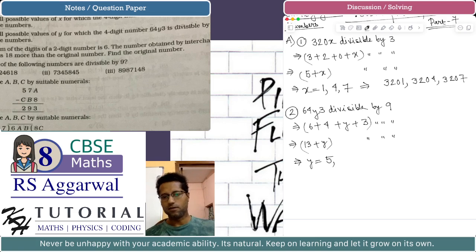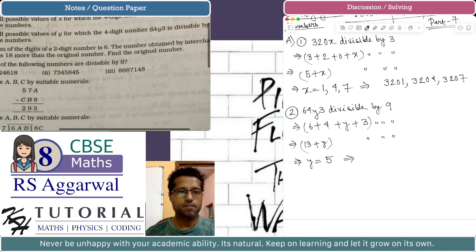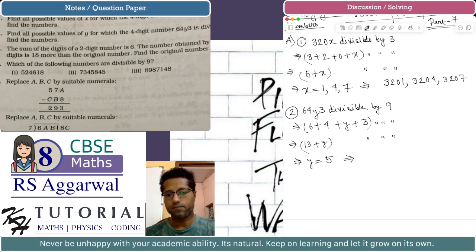Now what is the next number after 18 which is divisible by 9? That is 27. For 13 plus y to be 27, y has to be 14, and y cannot have the value 14 because y is a digit whose value lies from 0 to 9. So the only value of y can be 5. So this implies the number will be 6, 4, 5 and 3.